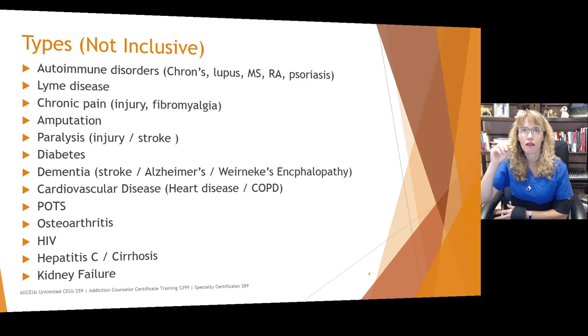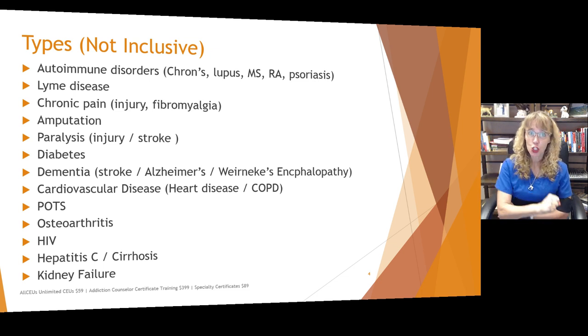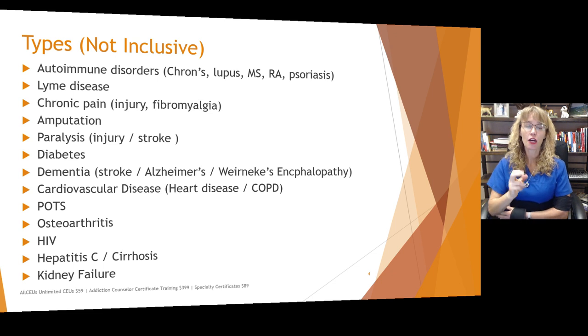Now, a fundamental component of autoimmune disorders is inflammation. And we know that stress contributes to inflammation, and inflammation contributes to stress. So people with autoimmune disorders are going to need assistance potentially with managing their stress and anxiety and learning to regulate or downregulate their HPA axis if it's hyperactive.